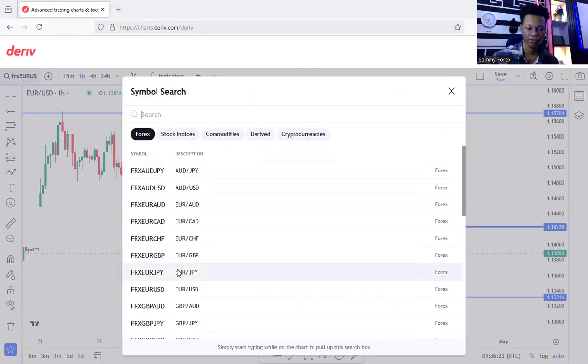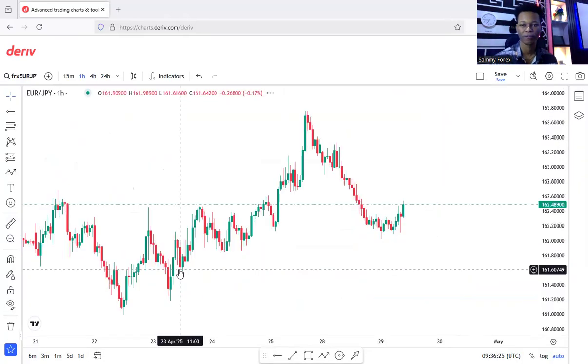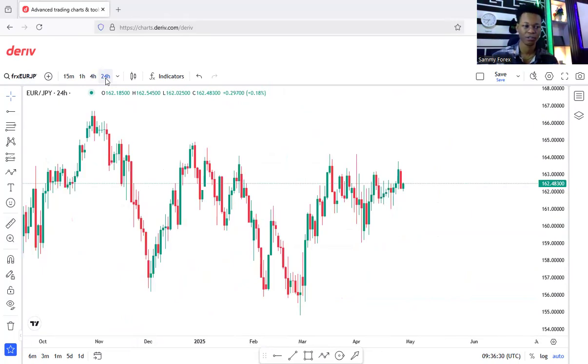We'll go down to the next one, EURJPY. Let's see what EURJPY has for us. So EURJPY, we are going down to the 24 hours time frame to see what EURJPY has for us on the 24 hours time frame.